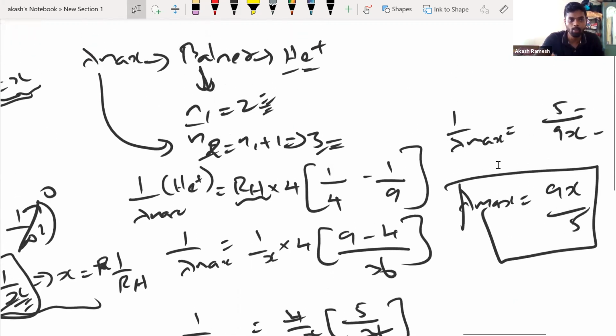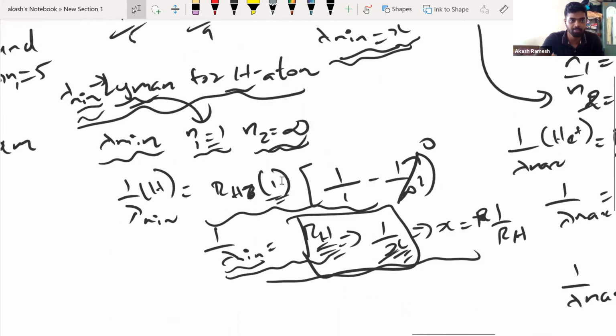Again, I repeat what I did, people. First things first, they gave the lambda minimum value for Lyman series for hydrogen atom as X. Now for Lyman series, I know N1 is equal to 1, and since it is lambda minimum, N2 will be infinity, right? So I substitute in the equation: 1 by lambda minimum for hydrogen is equal to RH into Z squared. Z is equal to 1 for hydrogen. Now I substitute the N1 and N2 values: 1 by N1 squared, 1 by 1 minus 1 by infinity will become 0, right?